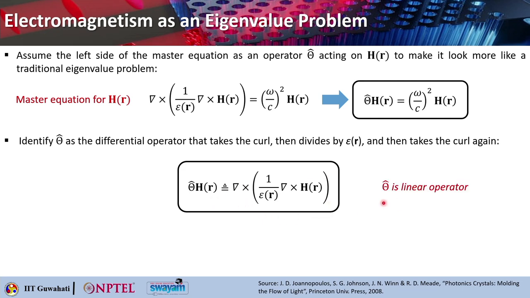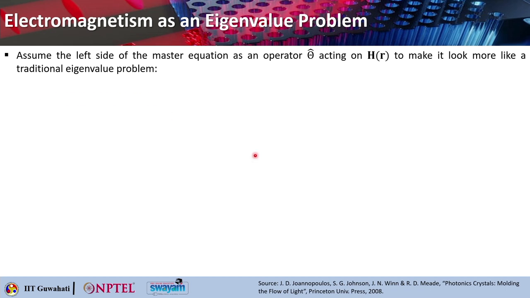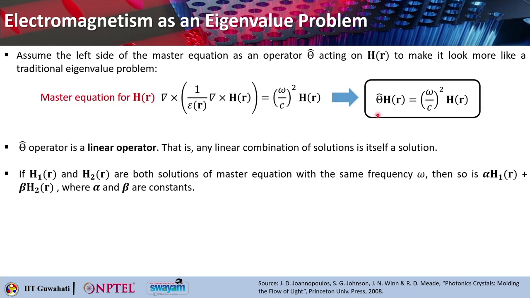So, theta cap is a linear operator. Now, the eigenvectors, so HR are eigenvectors, okay? Which are basically the spatial patterns of the harmonic modes. And omega square by c square that you see here is basically proportional to the squared frequency of those modes. So, omega is basically the frequency of the particular eigenmode. So, we have already seen that this is typically how Maxwell's equation, or the master equation, looks like more of an eigenvalue problem.